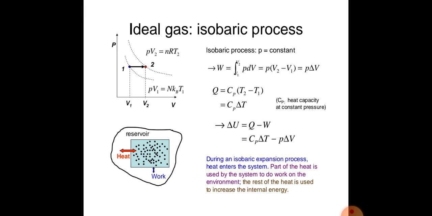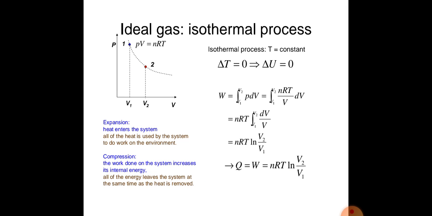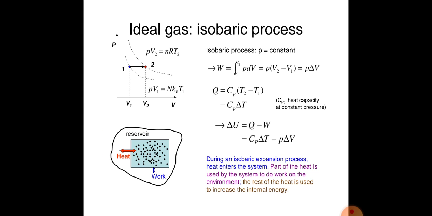Now consider m kg of gas heated at constant pressure from state 1 to state 2. The final equation is ΔU equal to Cp into ΔT minus P into ΔV. Part of the heat is used by the system to do work on the environment, and the rest of the heat is used to increase the internal energy. This is the whole isobaric process.